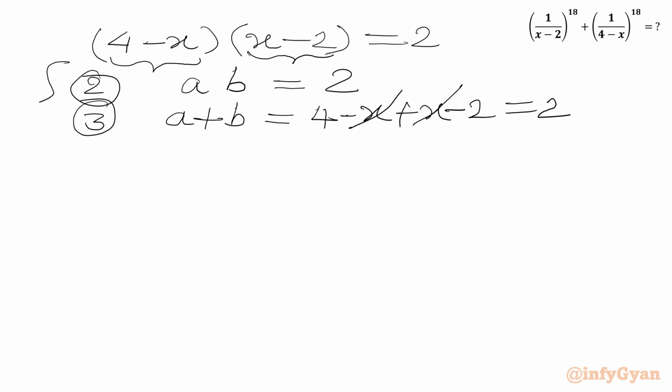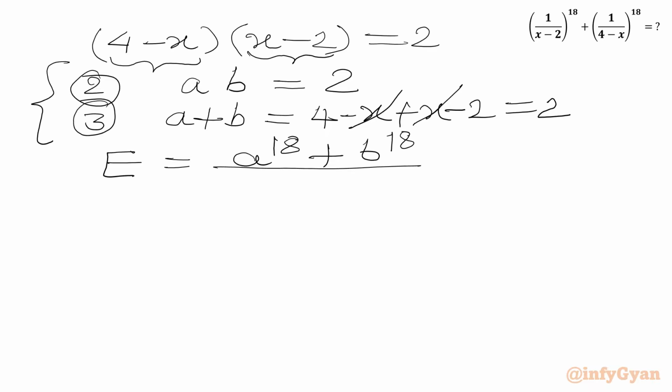So we have two equations: a times b equal to 2, a + b equal to 2. And we have to evaluate the expression (a^18 + b^18)/2^18. Now I will consider equation number 3. So I will write here a + b equal to 2.